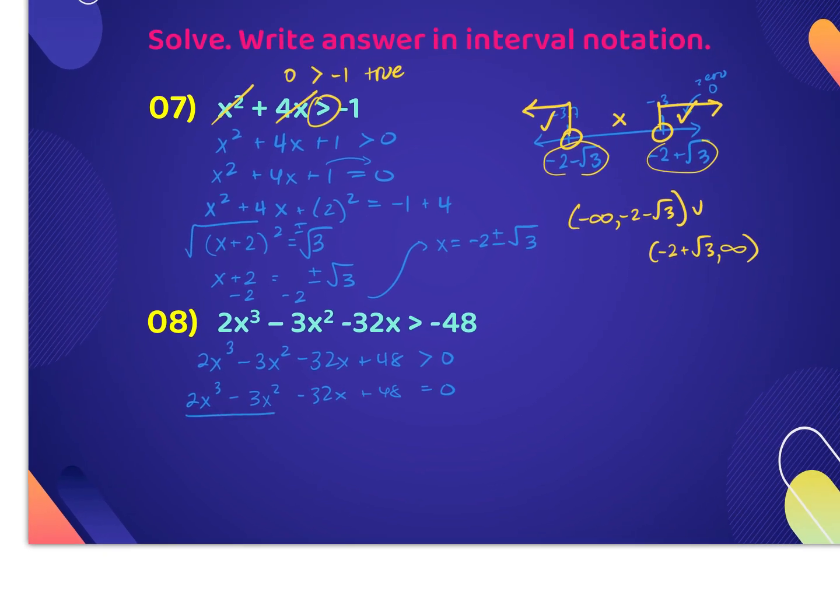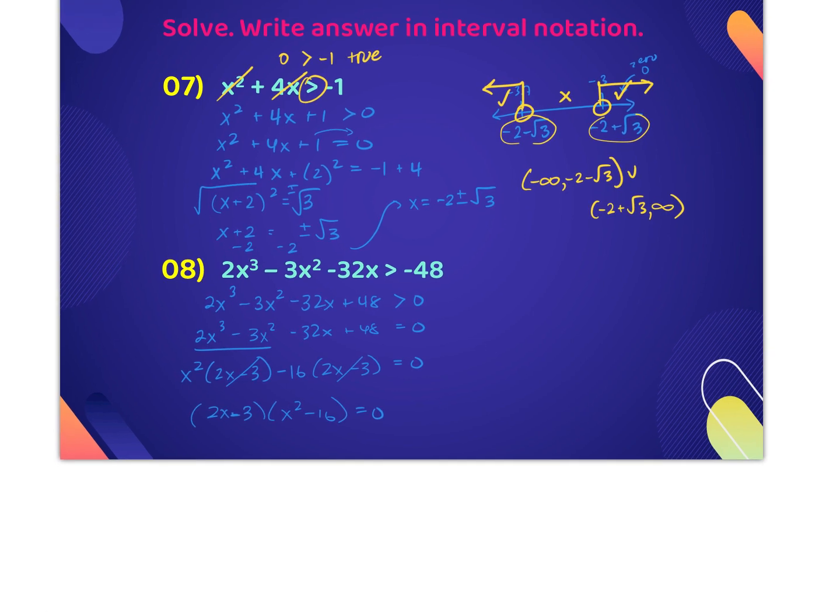So the GCF of the first group is x squared, so that's going to be 2x minus 3. The GCF of this one is going to be 16, which is going to leave us with 2x minus 3. Again, the GCF here, 2x minus 3, and x squared minus 16 equals 0. So now I have to kind of factor each one of these, right? Or not factor, but solve. So 2x minus 3 equals 0. That means 2x equals 3, which means x equals 3 over 2.